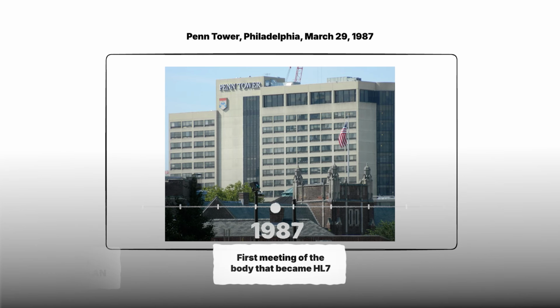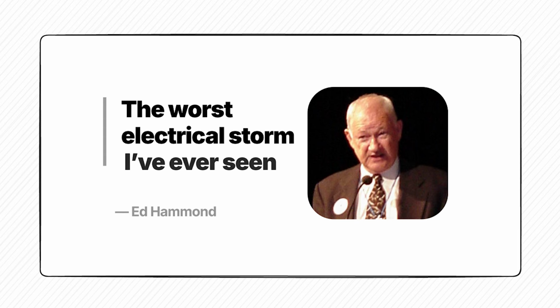The first meeting of this body was in Philadelphia on March 29th, 1987. One of the attendees remembers it as the worst thunderstorm that they've ever seen. Early STATLAN users, vendors, and academics were invited to this meeting.